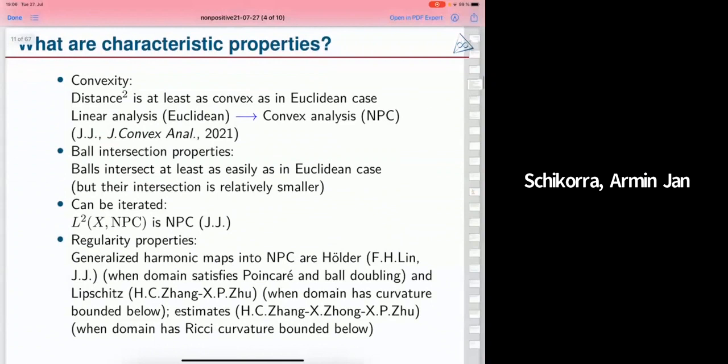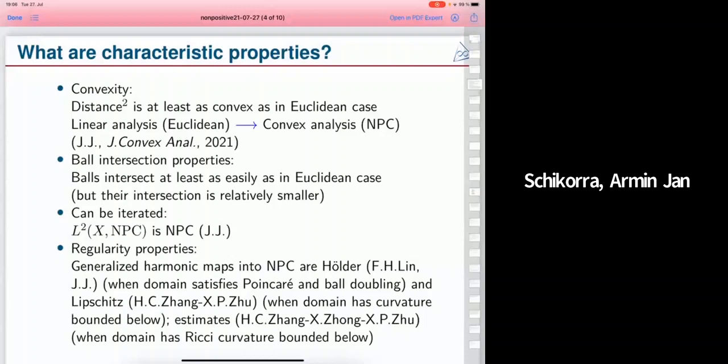And briefly coming to some regularity properties. Many years ago, I introduced generalized harmonic maps into non-positively curved spaces. And it turns out that they're Hölder continuous, which was shown independently by Fanghua Lin and myself. When the domain satisfies some mild restrictions, it has to satisfy a Poincaré inequality and a ball doubling property. That is, if you have a ball and you double its radius, then the volume of the larger ball is controlled by a certain factor times the volume of the original ball. So volumes of balls don't grow uncontrollably fast.